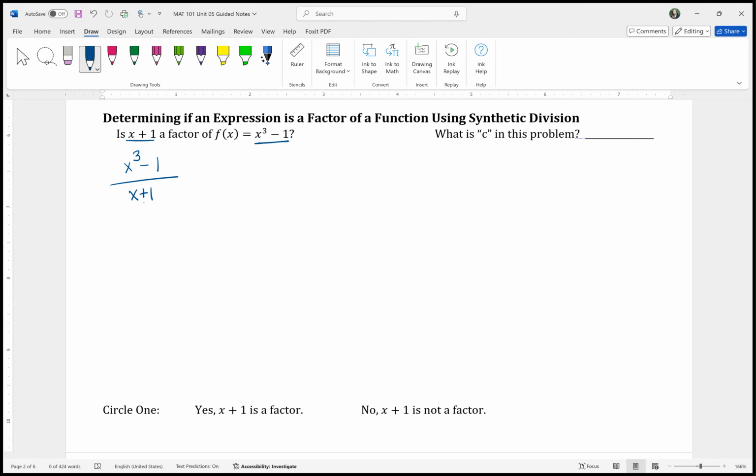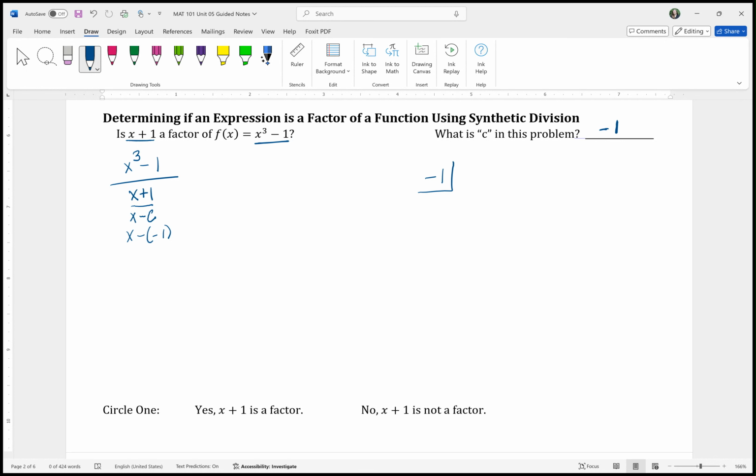C in this problem, again, this is what we're dividing by, is x plus 1. This needs to be compared to x minus c. So in order to get the c here, this is really x minus negative 1 because of x plus 1. Essentially, you're just changing the sign. If it's with an x there, change the sign to figure out c. So our c here is negative 1. That's going to be what goes in the box for synthetic division.